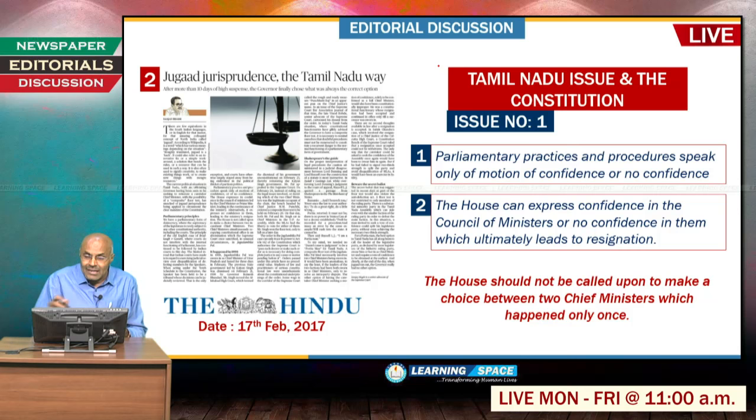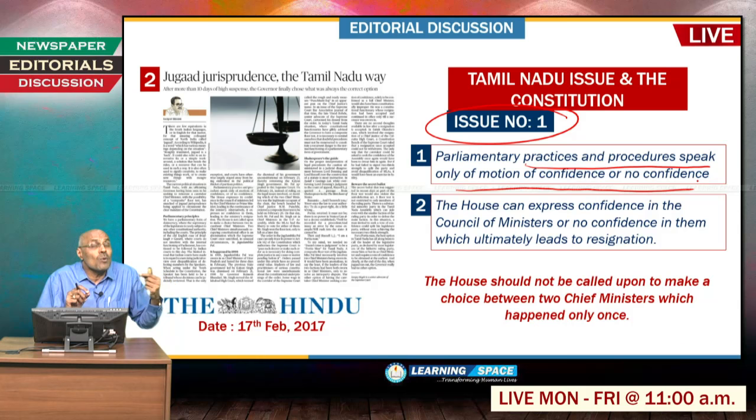What is this issue? Issue number 1 says that parliamentary practices and procedures speak only of a motion of confidence or no confidence, and some people are citing the precedent of 2 chief ministers at the same time going for the confidence motion. But this article says parliamentary practices talk about a motion of confidence and a motion of no confidence. One person can only be the chief minister, and he can ask for a motion of confidence based on the voting of the legislators. It can be confidence or no confidence, and the matter ends there.